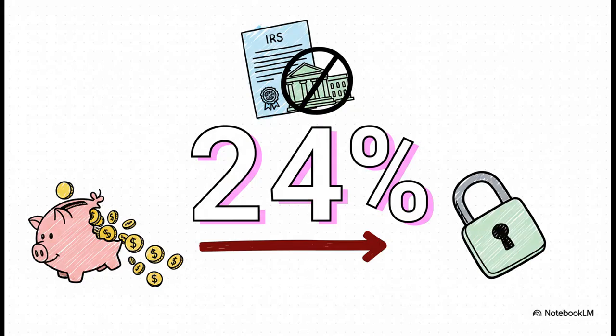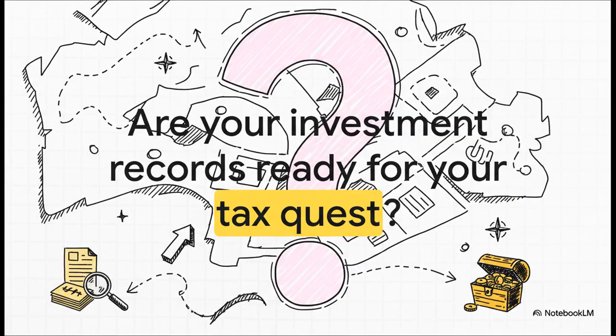And this number is why it's so critical. If you don't give your bank or broker the correct taxpayer ID, they are required by law to withhold a flat 24% of your earnings and send it directly to the IRS. It's not optional, so you've got to make sure your info is correct. So, with the map of Publication 550 in hand, you are now much better equipped to handle your investment taxes. The whole journey starts with good preparation. So the final question I'll leave you with is this: are your records organized and ready for your tax quest?